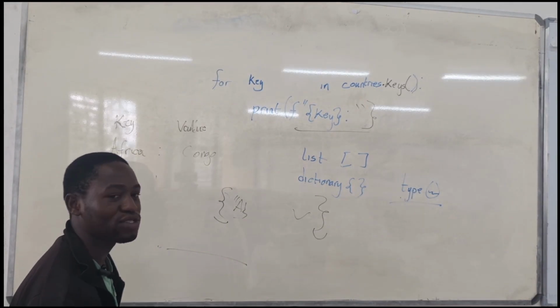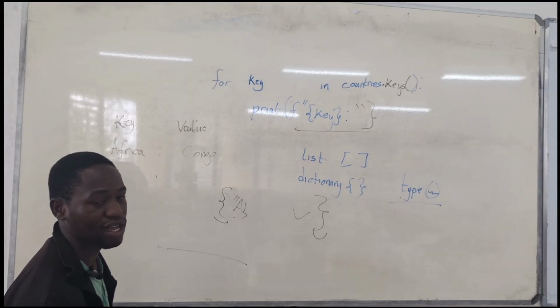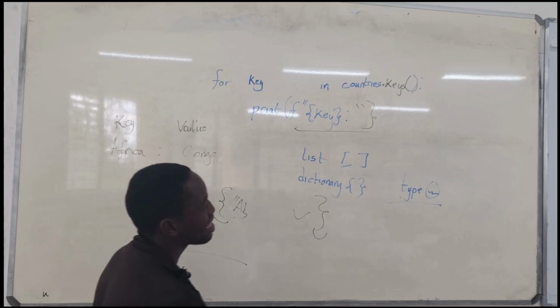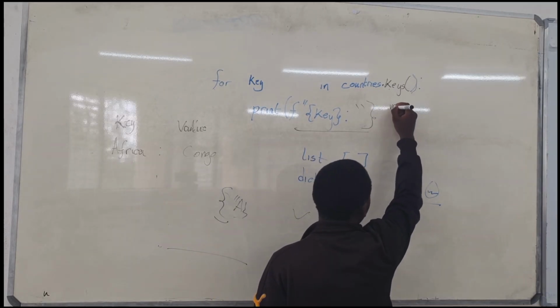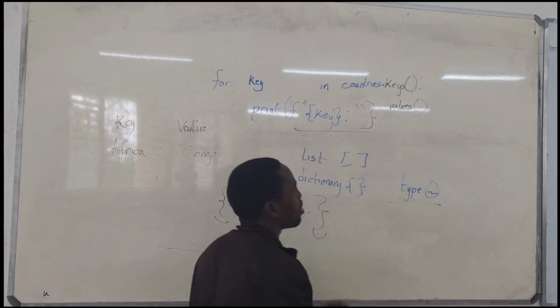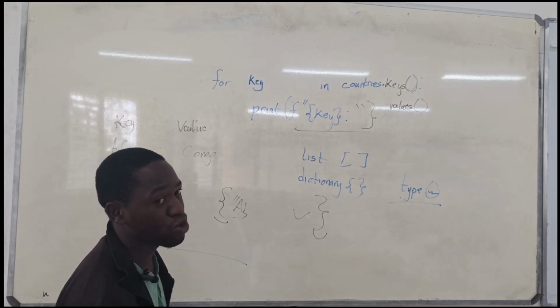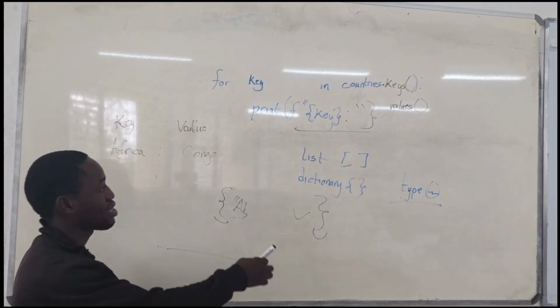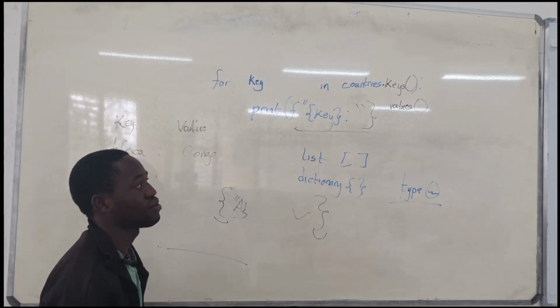If you want your output just to display the values alone, then you replace the keys here with values. And then you can go ahead to print your values. So these are methods you use with dictionaries. There are a lot of these methods.